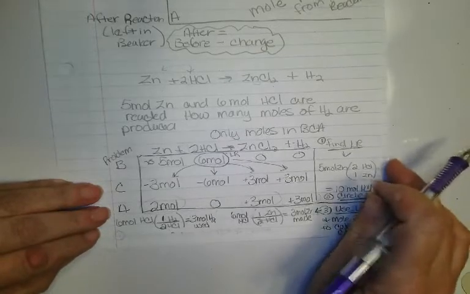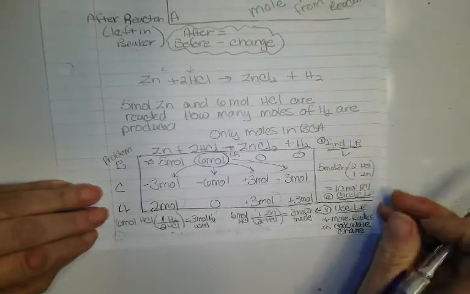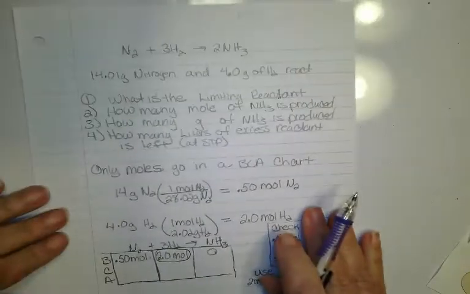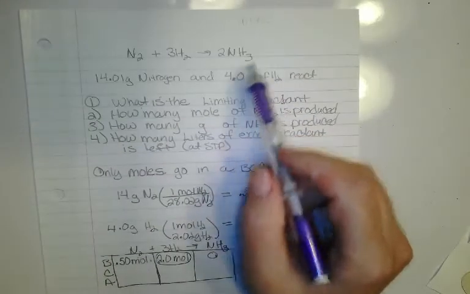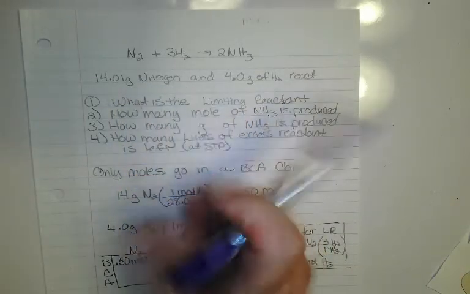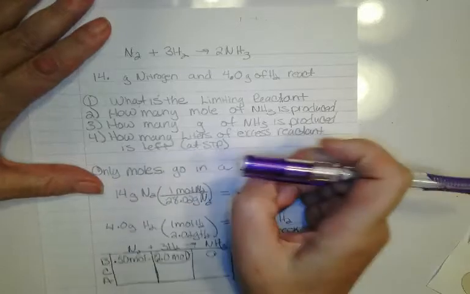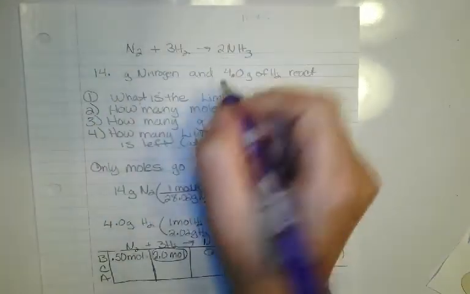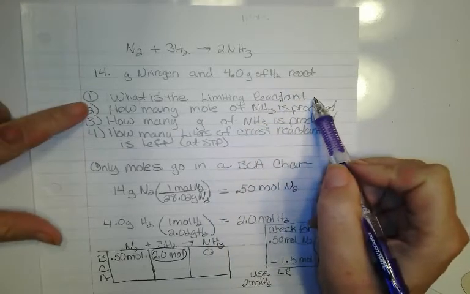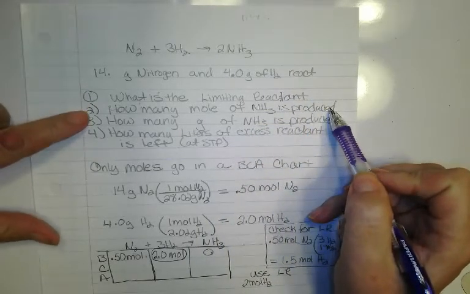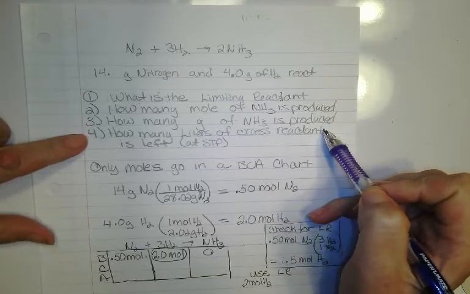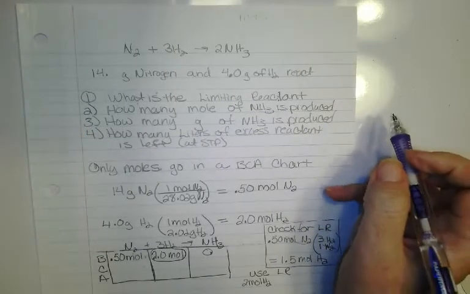Okay, so take these notes, rewind and watch this as many times as you need to. We're going to do another problem, and we're going to start from grams. Okay, so here's my question. 4.01 grams of nitrogen, actually I changed that to 14 grams of nitrogen and 4.0 grams of hydrogen react. What's the limiting reactant? How many moles of ammonia is produced? How many grams of ammonia is produced? And how many liters of excess reactant is left at standard temperature and pressure?